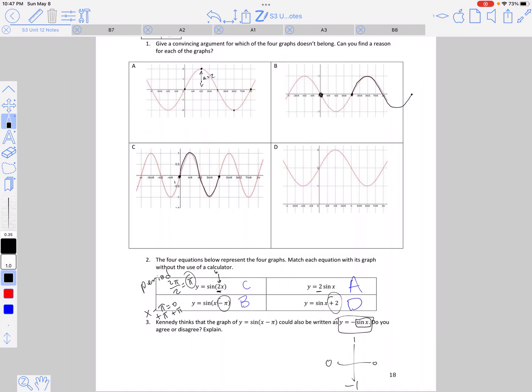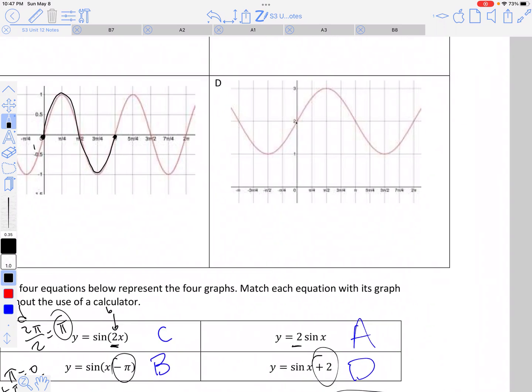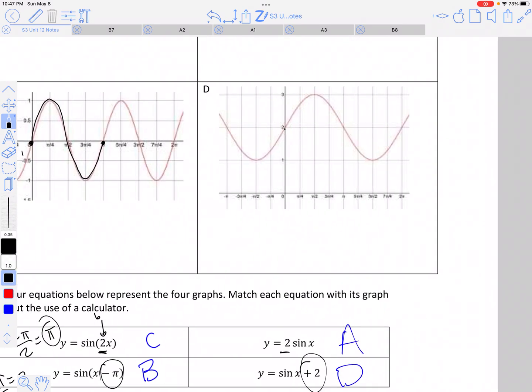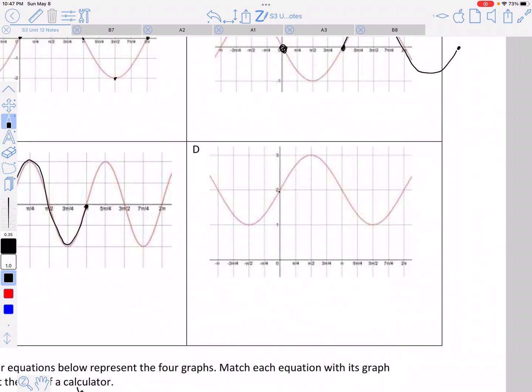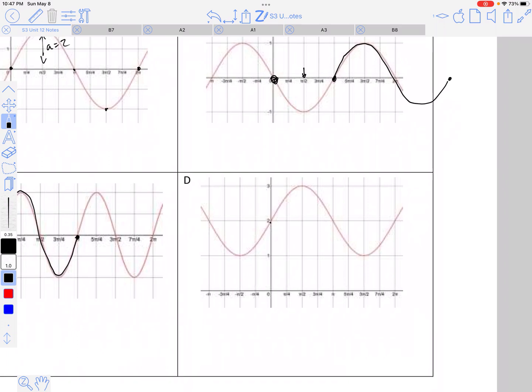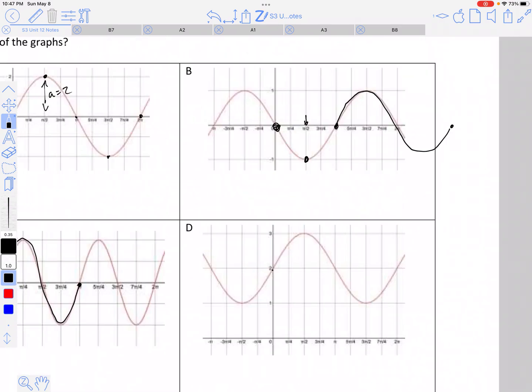So you plug in sine 0, you get 0. Negative 0 is still 0. Here's sine of pi halves. Normally we should get 1 when we do sine of pi halves. But now there's a negative in front of your sine, so we get negative 1 instead. And then the same thing happens with negative 1 at 3 pi halves. Negative 1 made negative becomes positive.